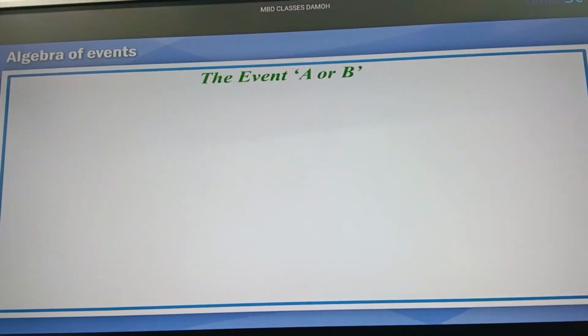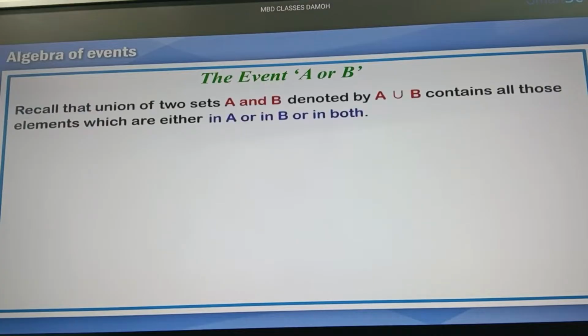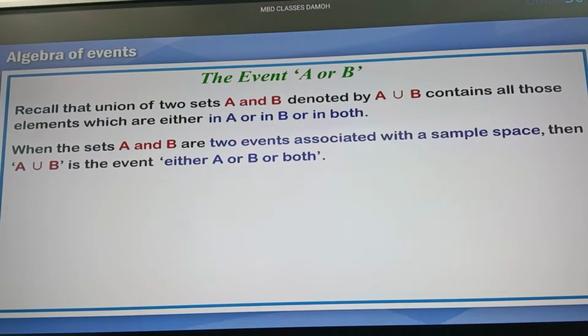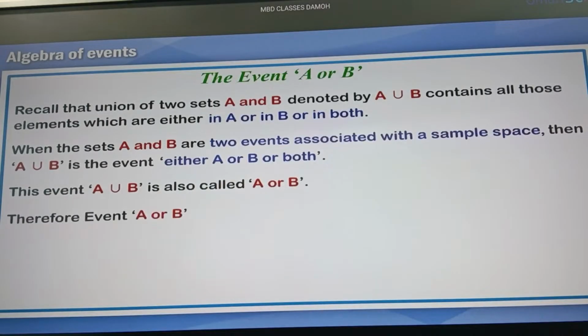Next, we will learn about the scenario where we say event A or B. Recall that the union of two sets A and B, denoted by A union B, contains all those elements which are either in A or in B or in both. When the sets A and B are two events associated with a sample space, then A union B is the event either A or B or both. This event A union B is also called A or B. Therefore, event A or B is equal to A union B is equal to omega such that omega belongs to A or omega belongs to B.